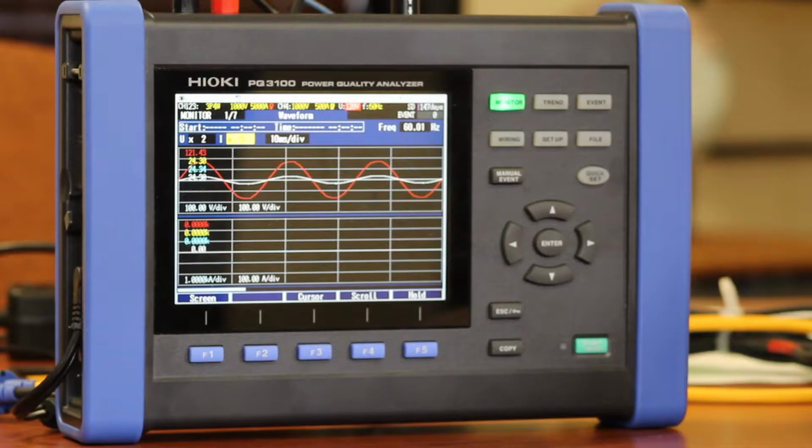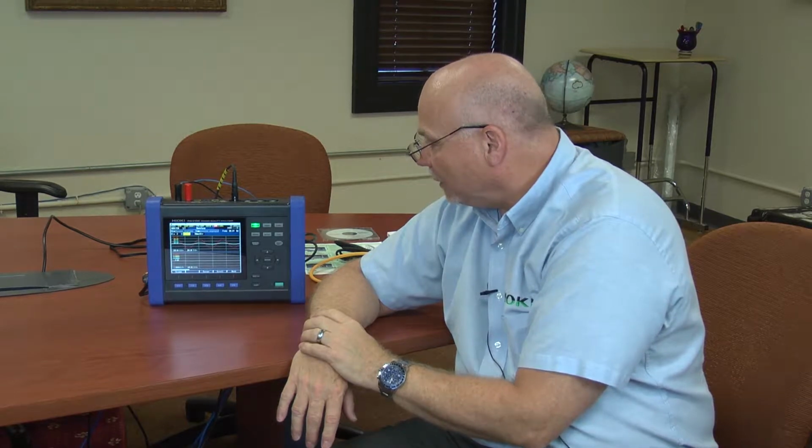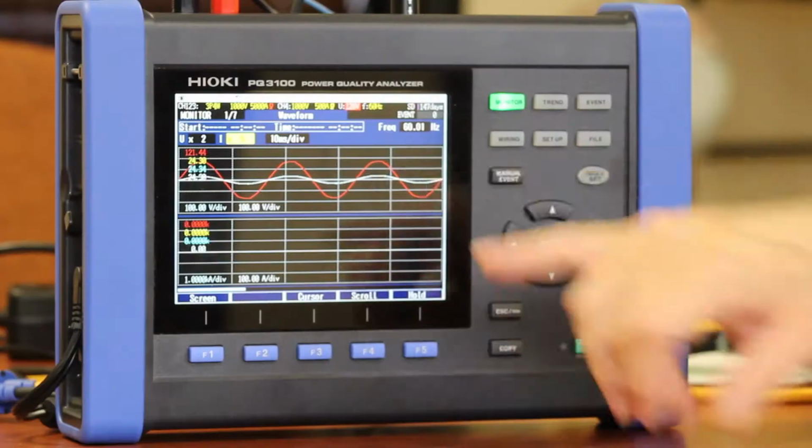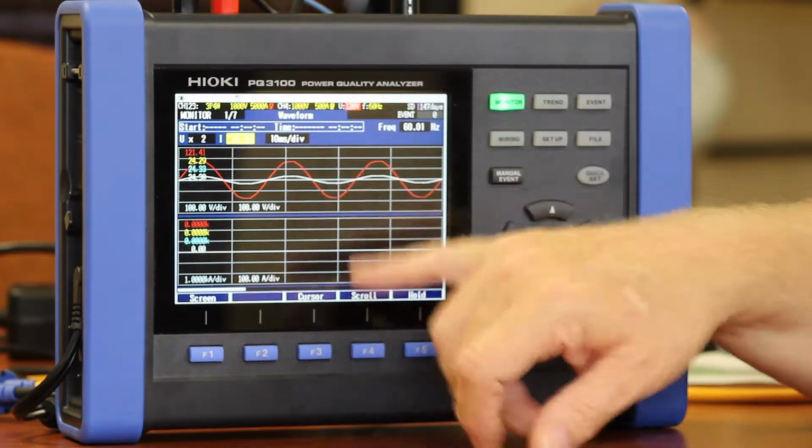I'm here today to talk about our new power quality analyzer, our PQ3100. Once all your setup is done, now we have a metering screen. We also call it a monitoring screen, which gives you the opportunity to look at a lot of different types of parameters, including a graphical representation of your voltages and your currents.